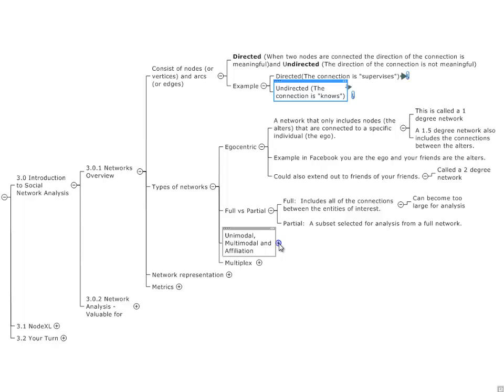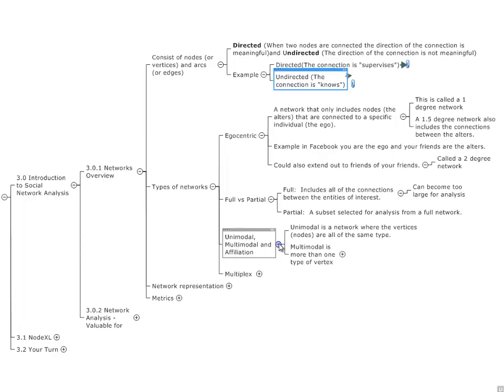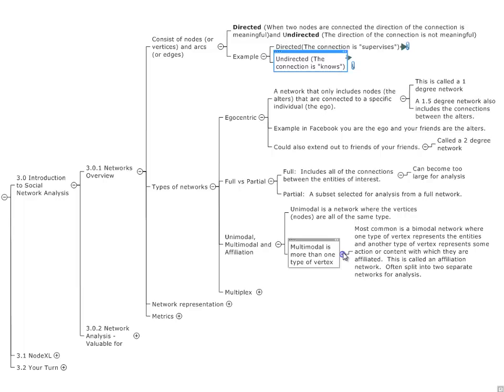If you consider nodes for a moment, if you have a single type of node, which most of the time is what we're considering in social network analysis, it's called a unimodal network. You can have more than one type of node in networks, however, and the most common is what's called a bimodal network, where one type of vertex represents the nodes or entities, and another type of vertex represents some other action or content.